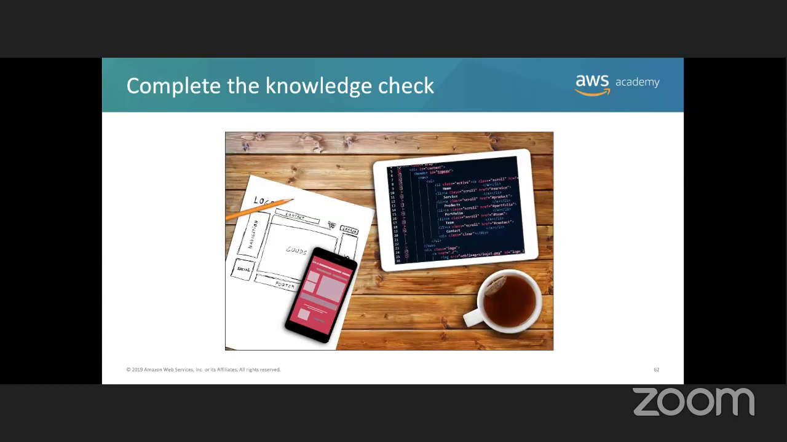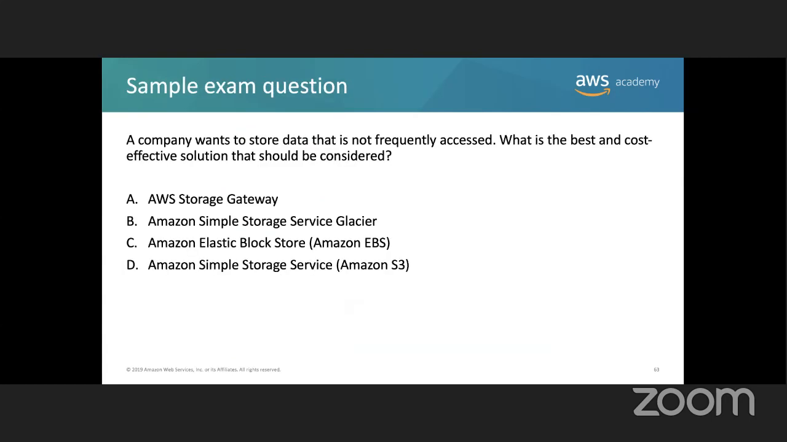So, guys, knowledge check. Don't forget that. What is the answer here? A company wants to store data that is not frequently accessed. Keyword, not frequently accessed. So, what are we going to think right away? Glacier. Okay. Not only Glacier. Remember Standard IA? Infrequent access. We have to continue reading, right? What is the best and cost-effective solution that should be considered?